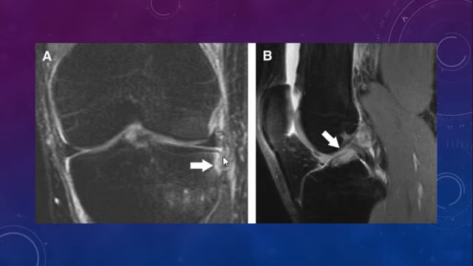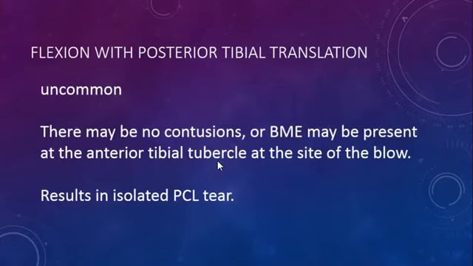So when you see a Segond fracture due to the collateral ligament injury, it will be due to this mechanism, the flexion, varus, and internal rotation. The next mechanism is flexion with posterior tibial translation. You can imagine in flexion when there is a posterior tibial translation.